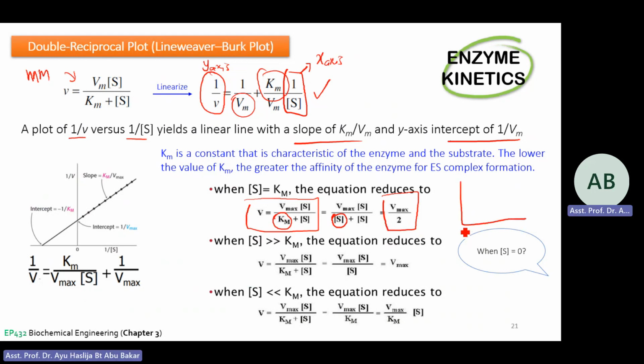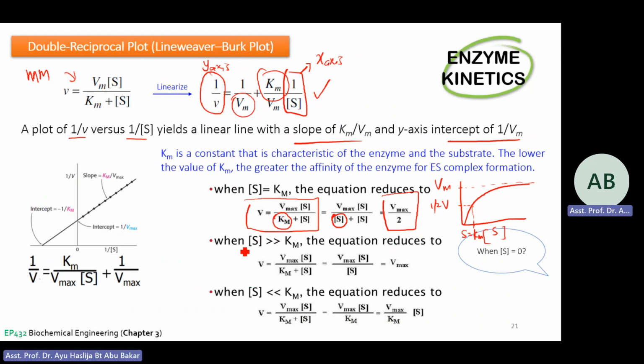Remember the Michaelis-Menten plot just now, V, Vm, and this is S. When S equals Km, V is half of Vmax. So half of the Vmax is when S equals Km. This explains the Michaelis-Menten plot just now.